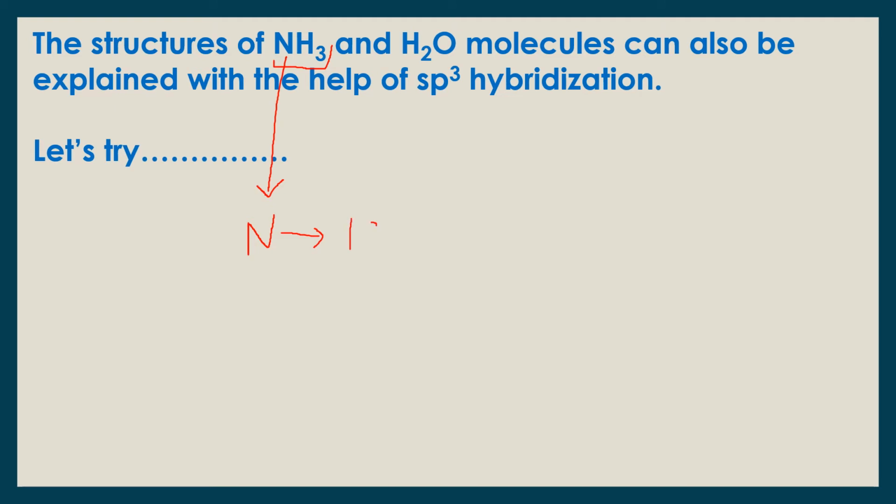If I write the configuration of nitrogen, central atom configuration, we have to write. This is 2s2 and you have 2p3. The valence electrons are in the second shell. We are going to use only valence electrons, which are 2 electrons in S and 3 in P.